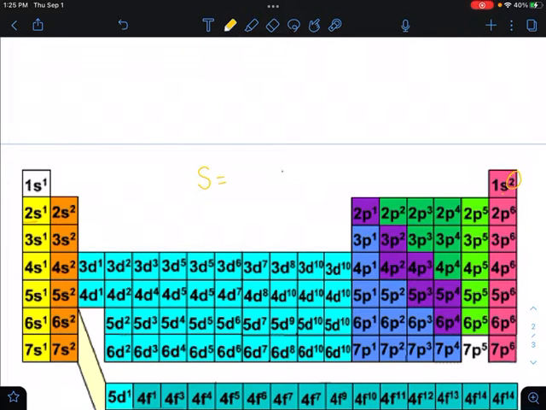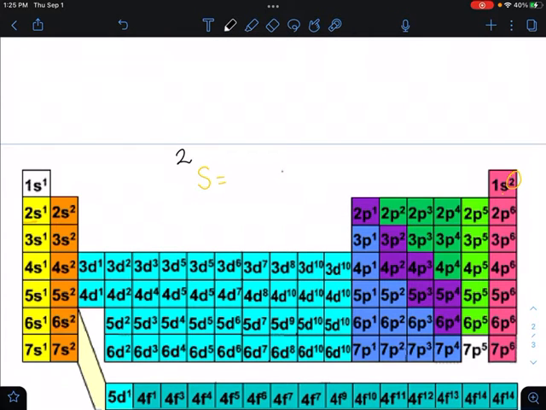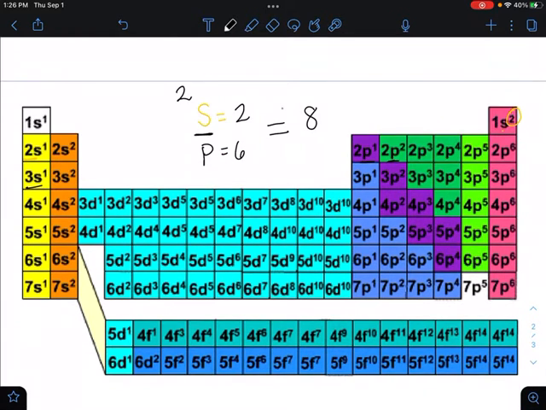I'm explaining why. The second shell can hold 8 because it has the S orbital, another S orbital just like was in the first shell, and it also has a P orbital. And P orbitals can hold 6. So you have an S that can hold 2 and a P that can hold 6. So that shell as a whole can hold 8. You see the same thing for the third shell. It has 1 S, which can hold 2, and 1 P, which can hold 6.